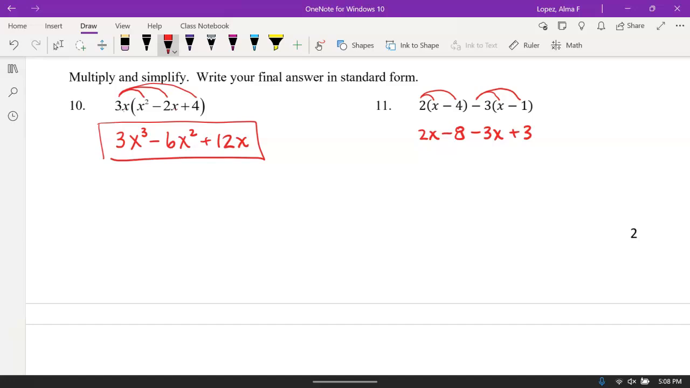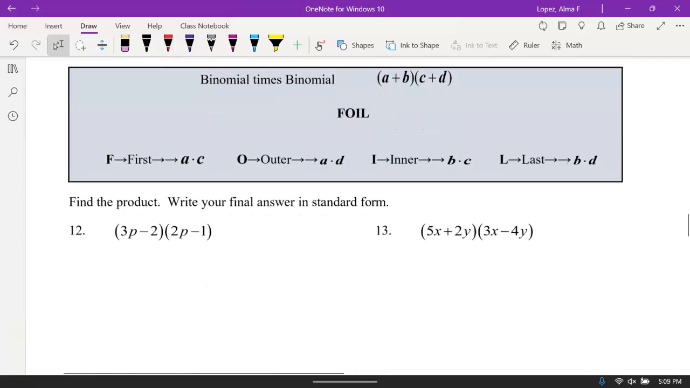Now combine like terms. You want to do the x's first. 2x's and minus 3x's is going to equal negative 1x. Writing the 1 down is optional. That is strictly up to you. Negative 8 and 3 are the same kind of term. When I combine a negative 8 and a 3, I'm going to be left with a negative 5. So that's how you multiply polynomials and combine like terms. Let's continue on the next page.